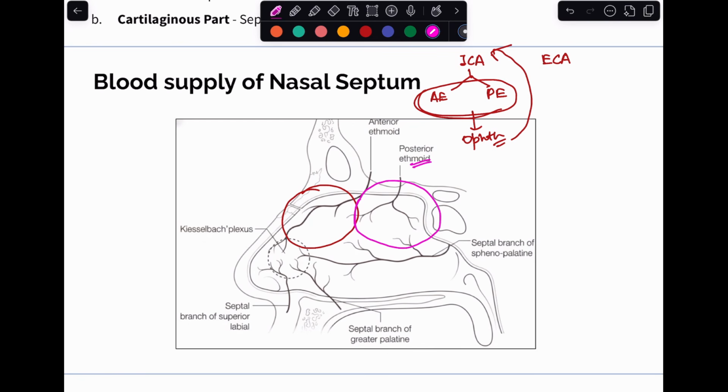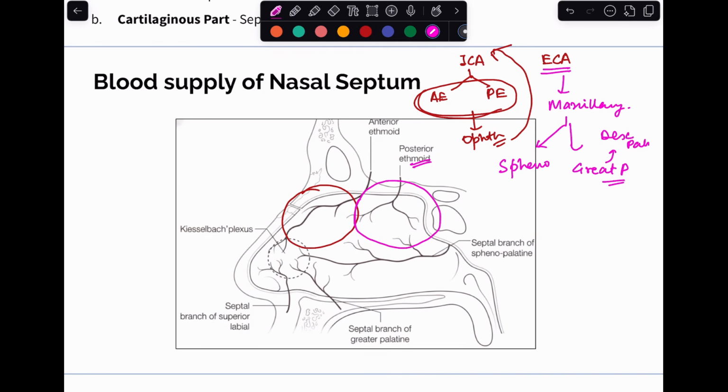Now let's move on to the external carotid artery system. One of the terminal branches of the external carotid artery is the maxillary artery. The maxillary artery gives off two branches from its third part: the sphenopalatine artery and the greater palatine artery. Now, the greater palatine is not itself a direct branch of the third part. The greater palatine is actually a branch of the descending palatine artery, which comes from the third part of the maxillary artery.